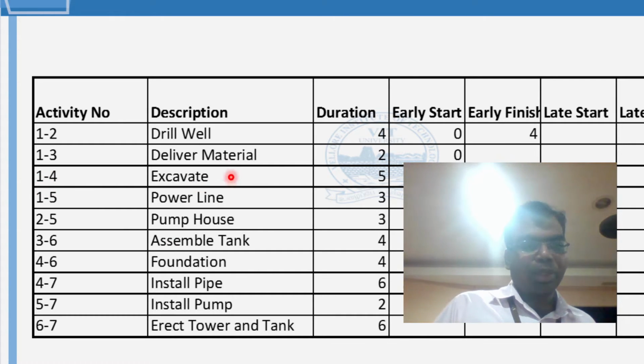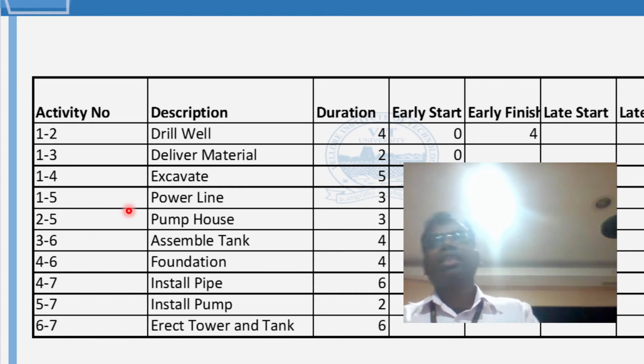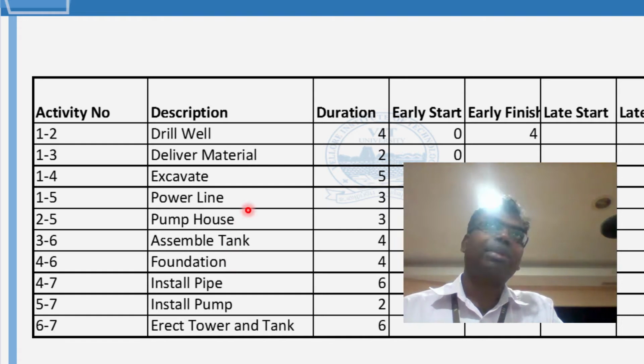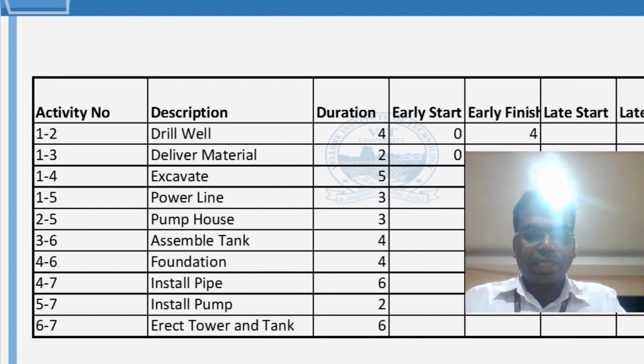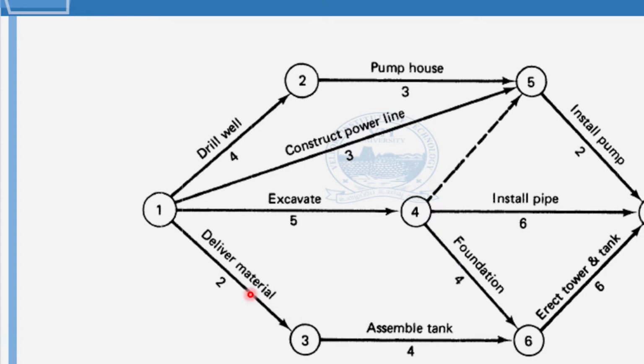Okay, so excavation is between 1 to 4. You can understand it here, it is 4 to 6. So after the fourth activity is over, this foundation we will be putting in the diagram. That would be activity number 6. Okay, so in any case, have a look at this.